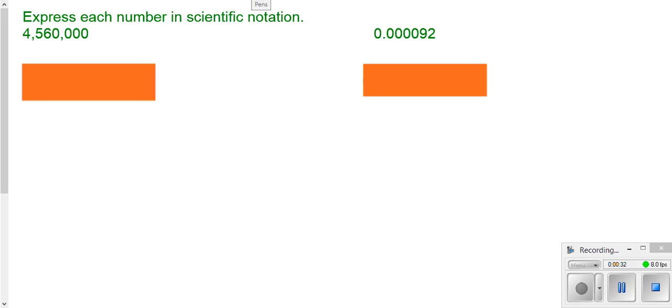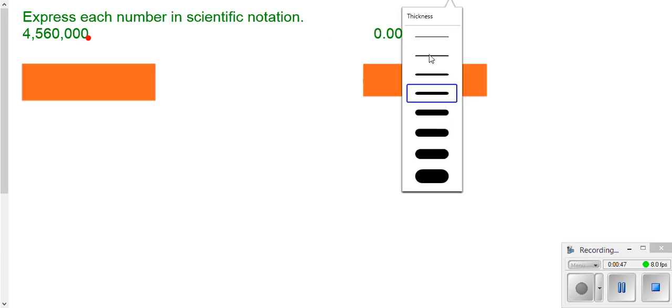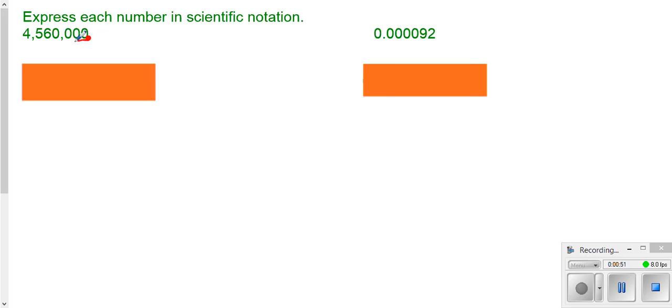So as we look here to begin with, our decimal point really is here. And then we have to move it one. Oh, that's a big fat marker. So just a second, let me change that. Okay. So we'll start out here, move our decimal point 1, 2, 3, 4, 5, 6 times.